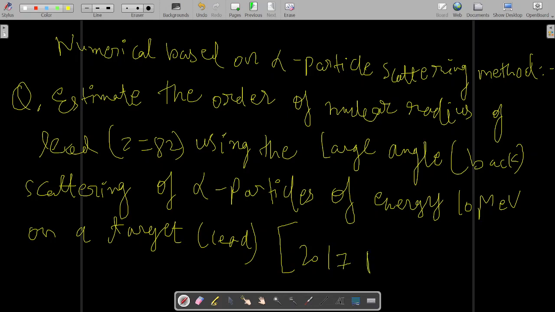This is a 2017 PYQ. So what does this say? Estimate the order of nuclear radius of lead. You have to estimate the order of nuclear radius. Order of nuclear radius means not exact, it is a rough estimation.